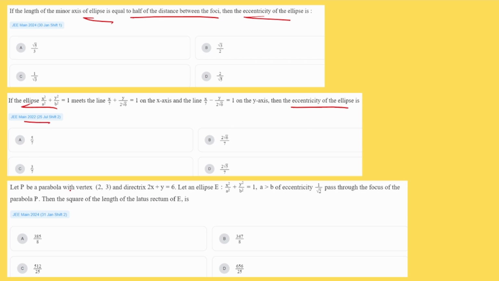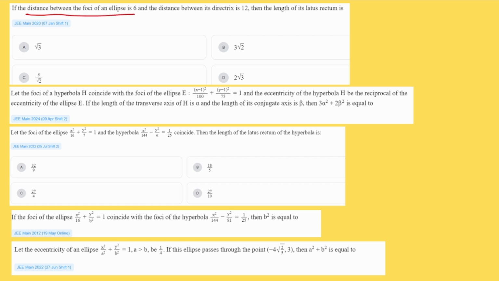They've asked this question. They've given a parabola, then they've given the eccentricity of the ellipse which passes through the focus of the parabola. Then what is the square of the length of the latus rectum of the ellipse? Again, parabola and ellipse mixed. They are mixing it and asking. Distance between the foci of the ellipse and the directrix. Length of the latus rectum of the ellipse. 2020, they've asked this question. In this question they've given the hyperbola and parabola. Transverse axis of hyperbola, conjugate axis, eccentricity of ellipse.